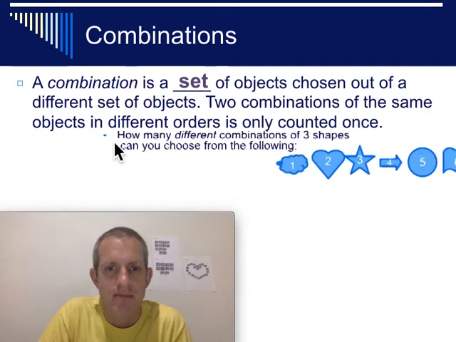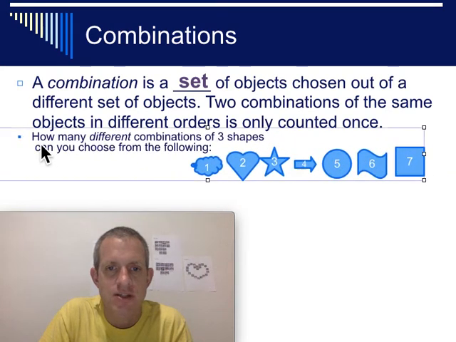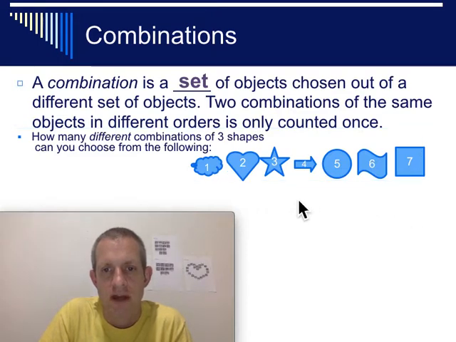Little example of that. How many different combinations of 3 shapes could I choose out of the 7 that are here? So I could choose heart, circle, and rectangle. I could choose flag, arrow, and cloud. I could choose cloud, arrow, and, no, that would be the same. Cloud, arrow, and flag would be the same as the second one, so I wouldn't count that as another one. See what I mean by the order doesn't matter?